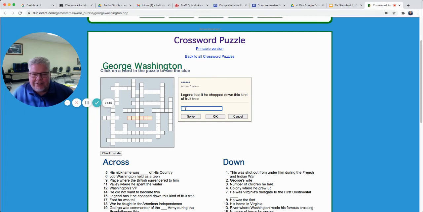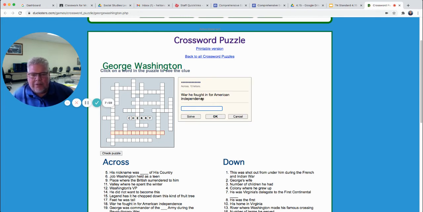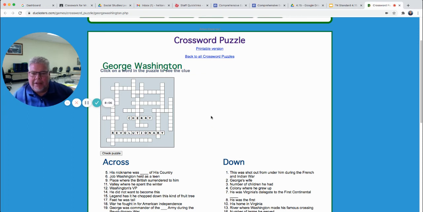Was it a cherry tree? So you just type it in the blank there. If I can spell it right. I'm going to click. Okay. It fits there. All right. So you go and just click on these, and this will tell you what they are down here, but it really tells you up here. So the war he fought in for American independence, we know that's the Revolutionary War. Click OK. All right.